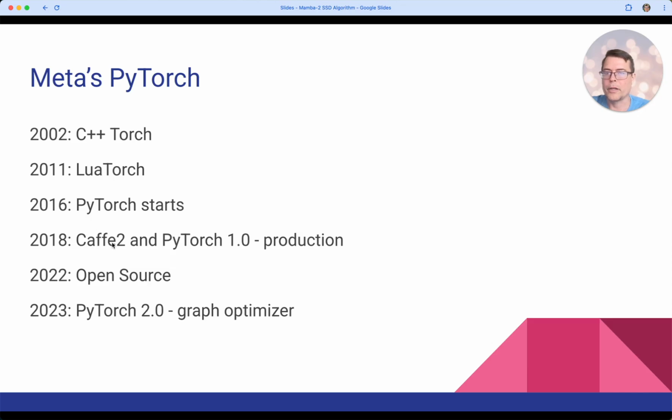And then Meta had another framework for machine learning, and they folded them together and came up with PyTorch 1, where it was good enough to do production machine learning. They open sourced it a few years later, and then in PyTorch 2 they added an optimizer so the system would look over the graphs you designed and further optimize it for faster computation.